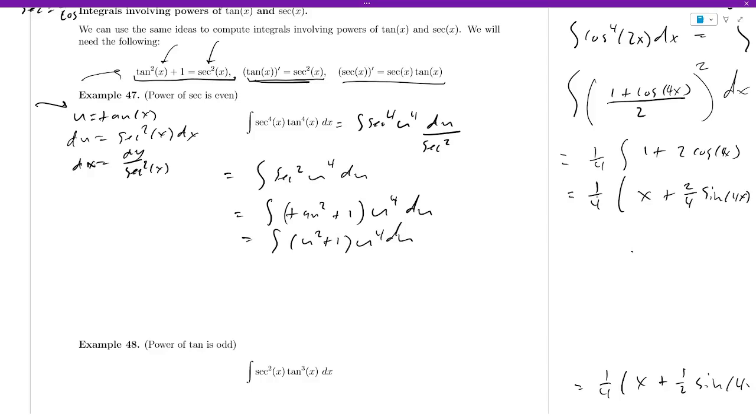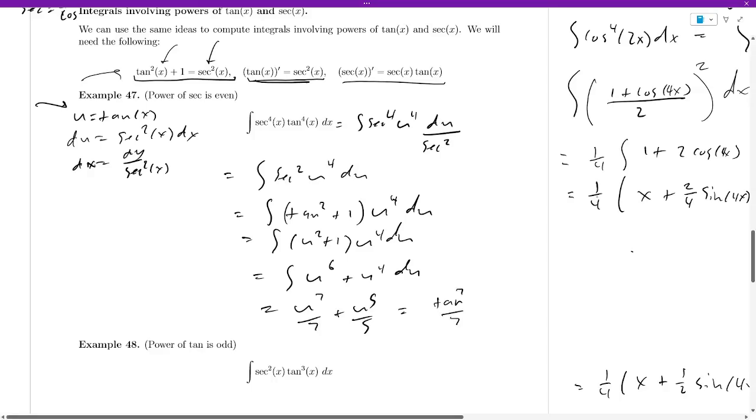Now I'm totally happy because that's an integral that we can do. u to the 6 plus u to the 4. And we could just integrate. So u to the 7 over 7 plus u to the 5 over 5. And we just got to plug our original u back in. So tan to the 7 over 7 plus tan to the 5 over 5. So that's an integral we could do. So pretty much the exact same thing.